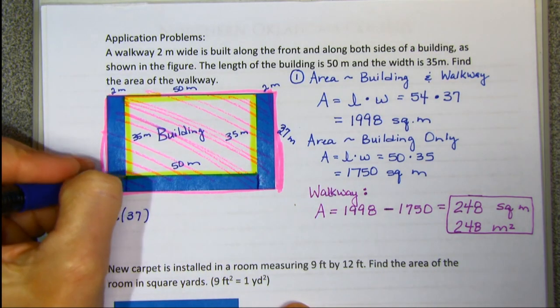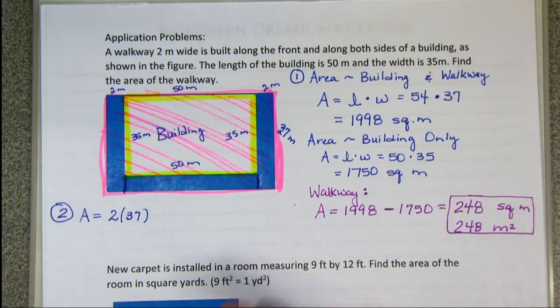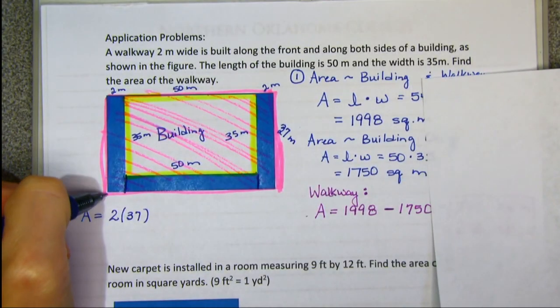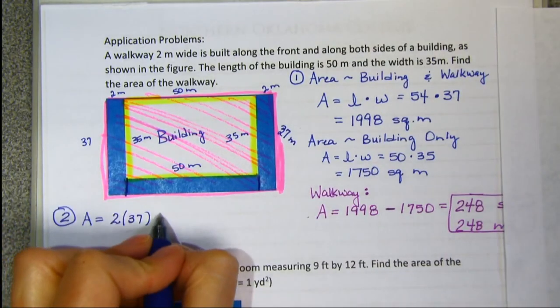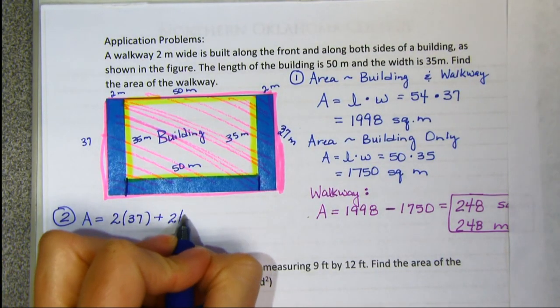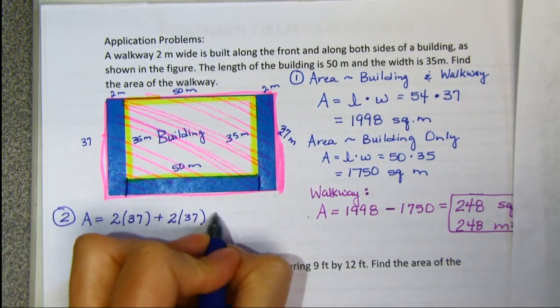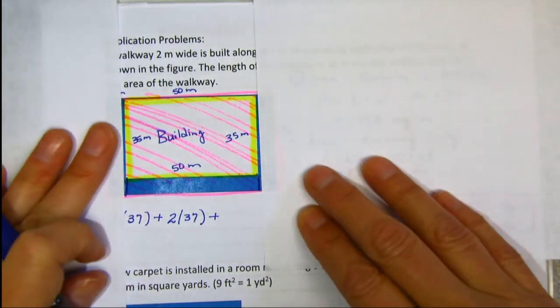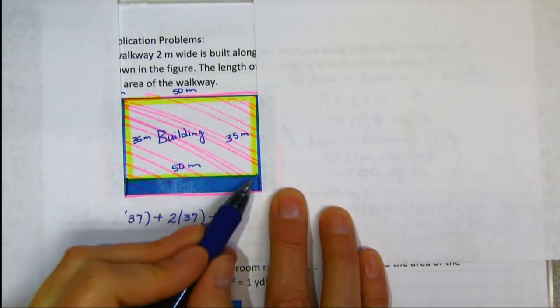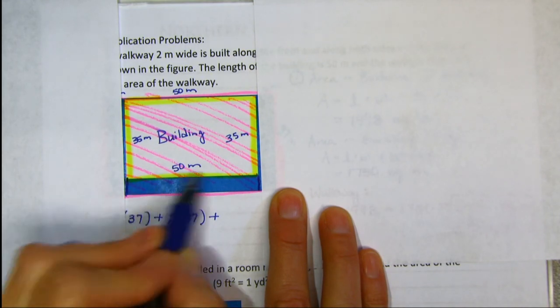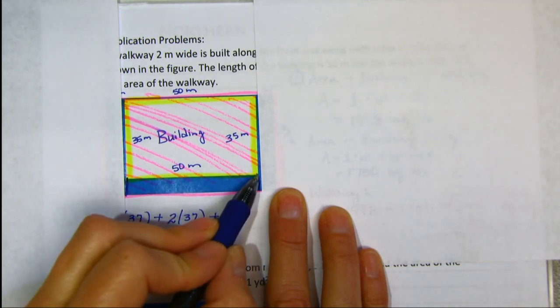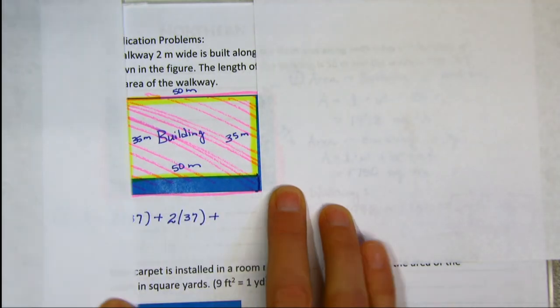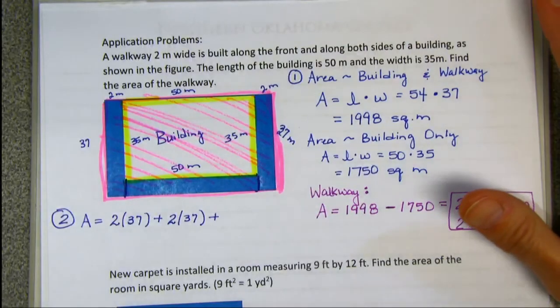And if I did this same line over here, this is 35 plus 2, so this is 37 as well. So that rectangle would be length times width, or 2 times 37 as well. So I'm going to add the other 2 times 37. Which then leaves me with this rectangle. Well, we know from here to here is 50, and from here to here is 2. So I'm going to take 2 times 50 to get that area.